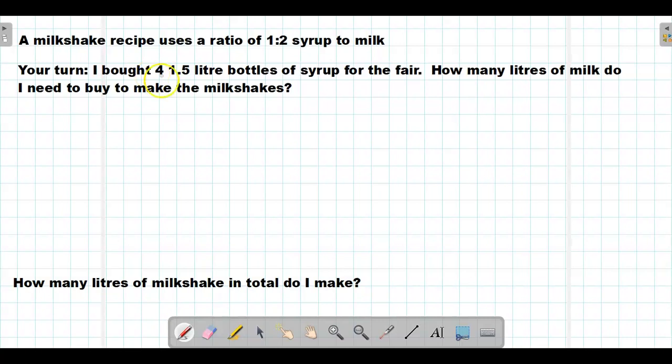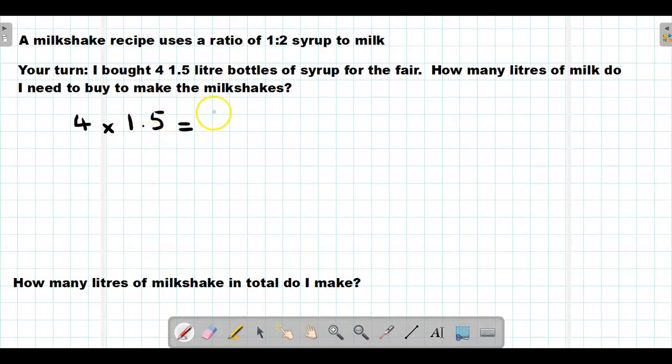Okay, here we go then. A milkshake recipe uses a ratio of 1 to 2, so remember that from the other page. I bought 4 1.5 litre bottles of syrup for the fair. How many litres of milk do I need to buy to make milkshakes? Okay, so again, let's extract key information. We've got 4 1.5 litre bottles of syrup. So I want to know how much syrup have I got in total. To do that, I'm going to do 4 multiply 1.5.